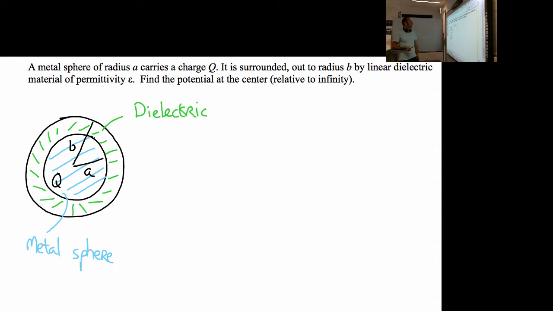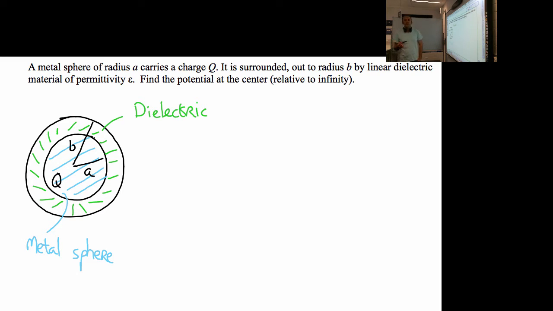Okay, so here we're going to do an example. We have a metal sphere of radius a and it carries a charge q. The sphere is surrounded out of some radius b by a linear dielectric of permittivity epsilon. And what we want to do is find the potential at the center. And we do this relative to infinity.